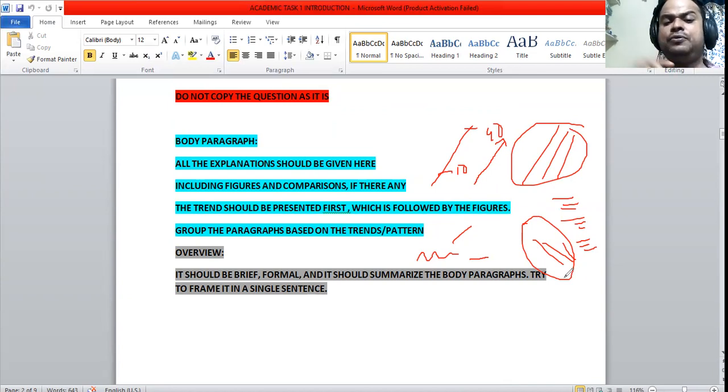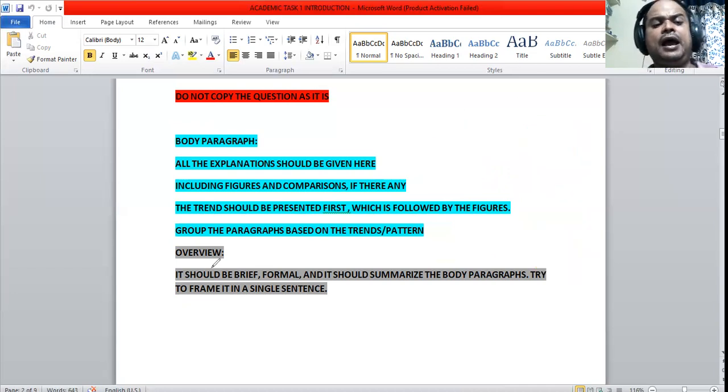So based on the trends, you have to group the paragraph, small paragraphs for an attractive presentation. And we have the overview here. It should be brief, formal, and should summarize the body paragraph. And you have to try to frame it in a single sentence.